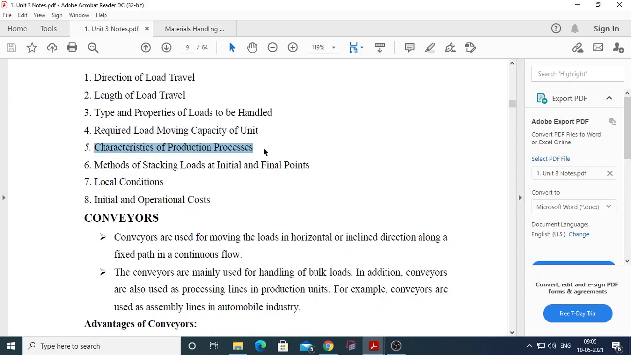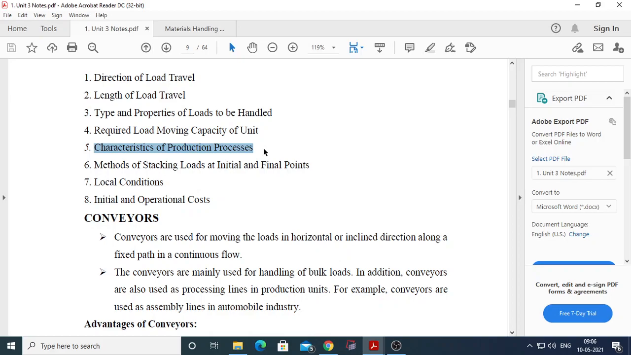In the industry you have seen there are different departments, like assembly lines and the paint shop. In the assembly line we use only conveyors, because we want to move the material continuously. Also in the paint shop we use conveyors. Suppose you have a forging and welding shop.